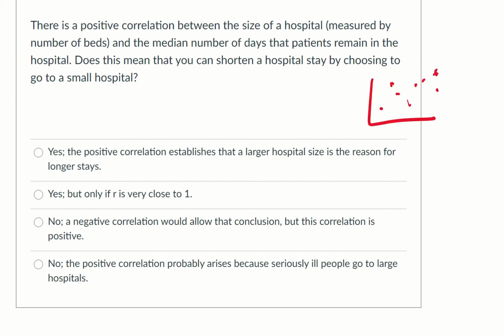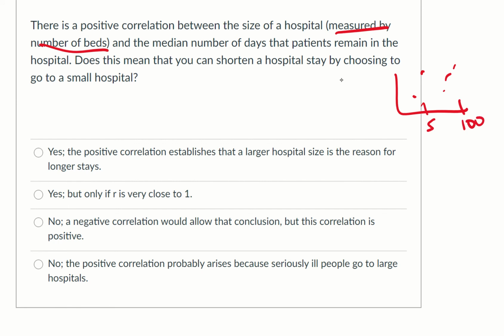Well, does that mean that if I increase the size of the hospital, and in this case, this is not a scatter plot, by the way. This is actually a segmented bar chart, but you get the idea. Actually, this is by the number of beds, so yes, this is quantitative and will be a scatter plot. If I increase the number of beds from 5 to 100, is that going to cause my mean number of sick days to increase?